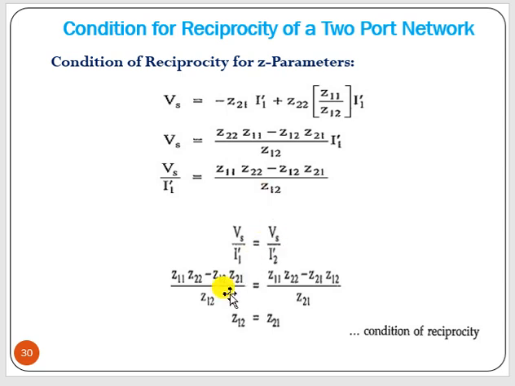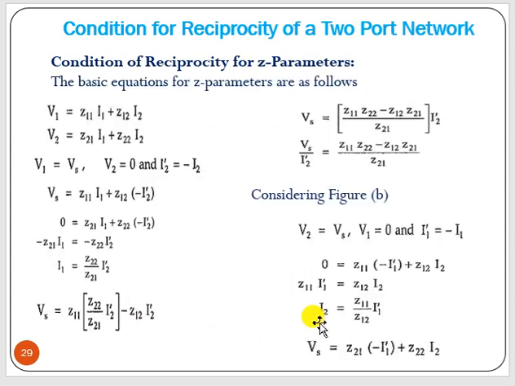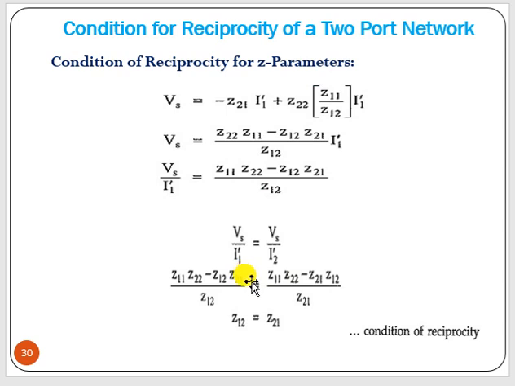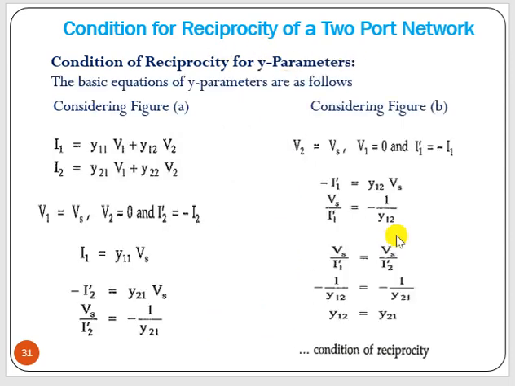So if we equate that, then we see that if Z12 equals Z21, then the two-port network for the Z parameter will become reciprocal, or satisfy the reciprocity condition. So the condition for reciprocity of the Z parameter is Z12 equal to Z21. Okay. Similarly, we can find it for the Y parameter. So the same thing we have to do.